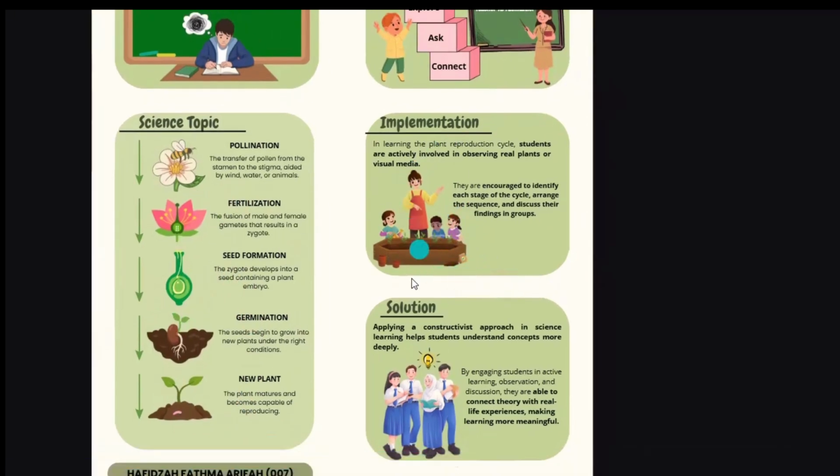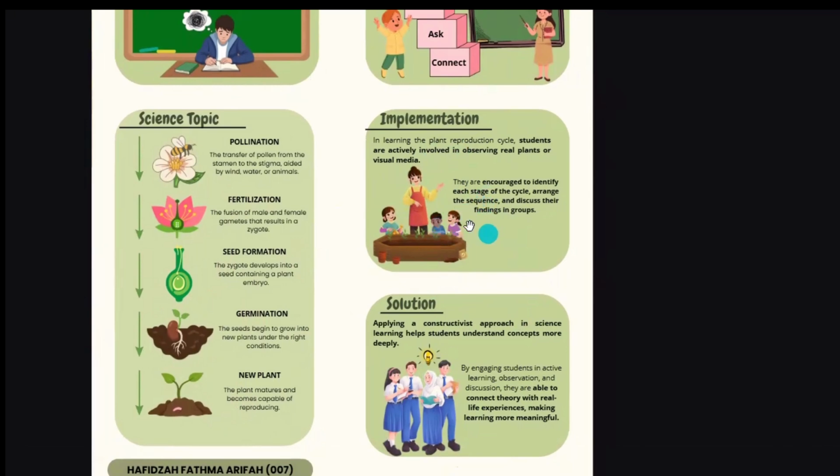So, how is constructivism applied in learning this topic? In a constructivist classroom, students are not only given information, but they are actively involved in the learning process. For example, students can observe real plants or learning media, then identify and arrange the stages of the reproduction cycle. They can also discuss their ideas with their peers and explain their understanding. Through this activity, students construct their own knowledge, making learning more meaningful.